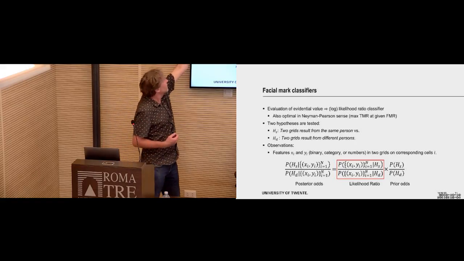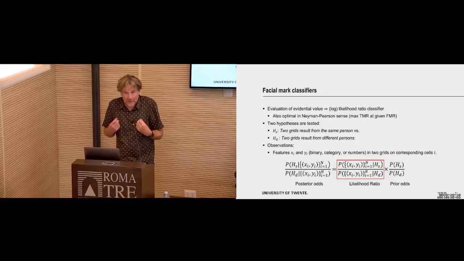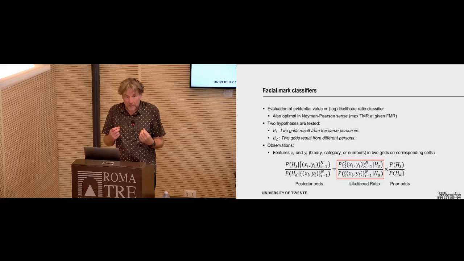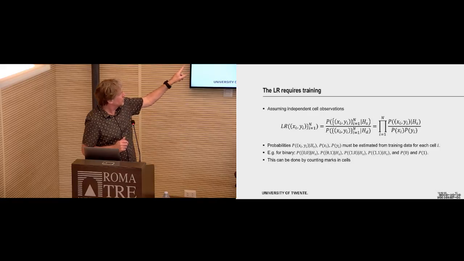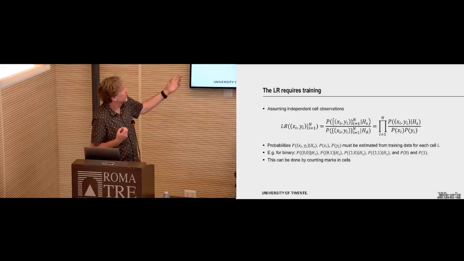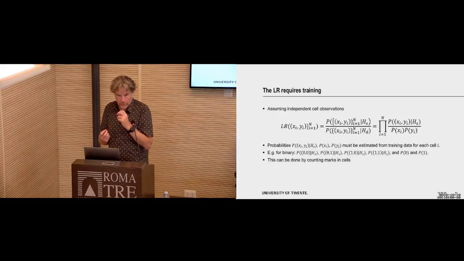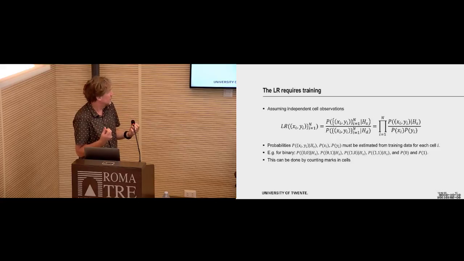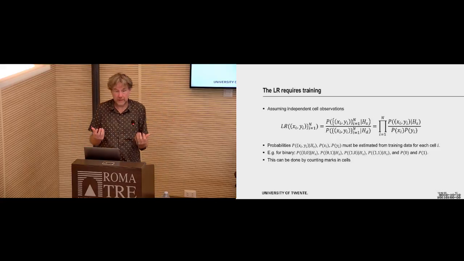And as I explained last time, this will also lead us to optimal classifiers, which is also a good property. So the likelihood ratio is the thing that we want to compute. And actually, if we assume the cells to be independent, then these probabilities split up into products, and we can measure the probability per cell. And that's pretty easy because we have a lot of training data.